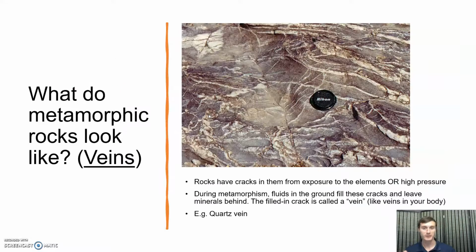Something else you might see in metamorphic rocks are veins. So it's going to be these little white patches, thin and narrow. This rock was cracked either due to exposure to the elements or due to pressure. And as it's buried underground and goes through the metamorphic process, those cracks are filled with hot, mineral-rich fluids. Those fluids leave minerals behind, in this case, it looks like quartz. And these become veins. It gives the rock this sort of veined appearance.